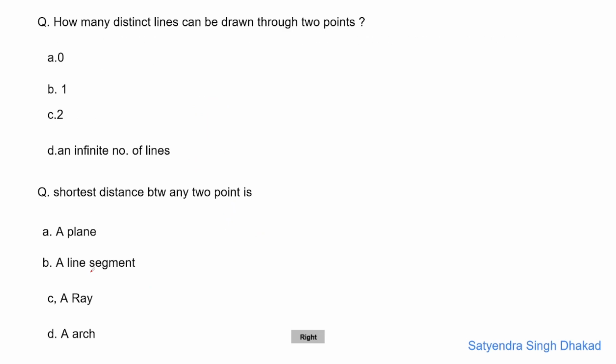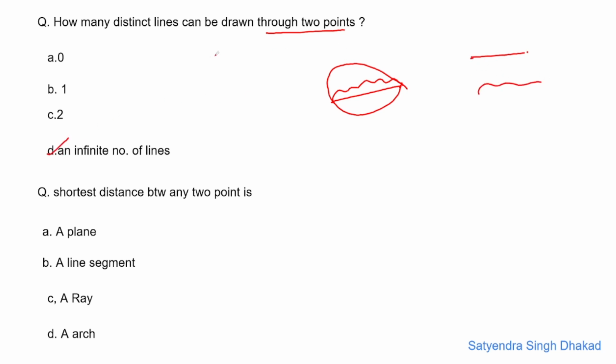Let's see some more questions. How many distinct lines can be drawn for 2 points? There are 2 points. How many lines can be drawn through 2 points? So there are infinite lines that can be drawn. It shouldn't be straight. It can curve also. So infinite.